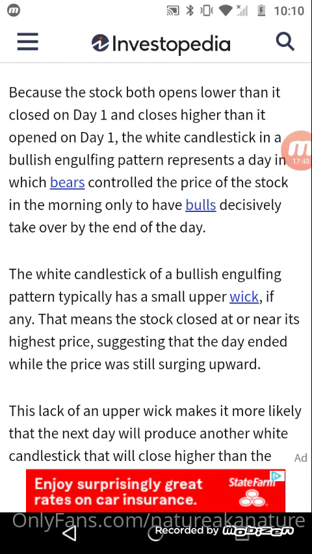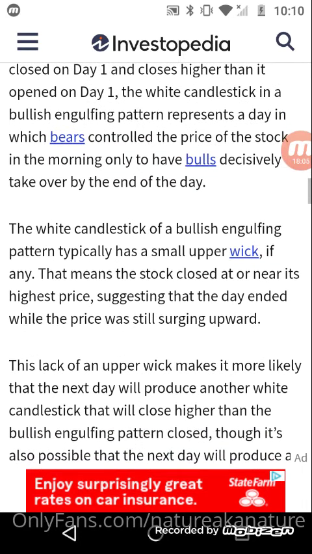So the white candlestick is a bullish engulfing pattern. It typically has a small upper wick, if any, because it doesn't have to have wicks. We already know what wicks are: the lines showing the highest points that price went to and the lowest points that price went to. It doesn't have to have any wicks.